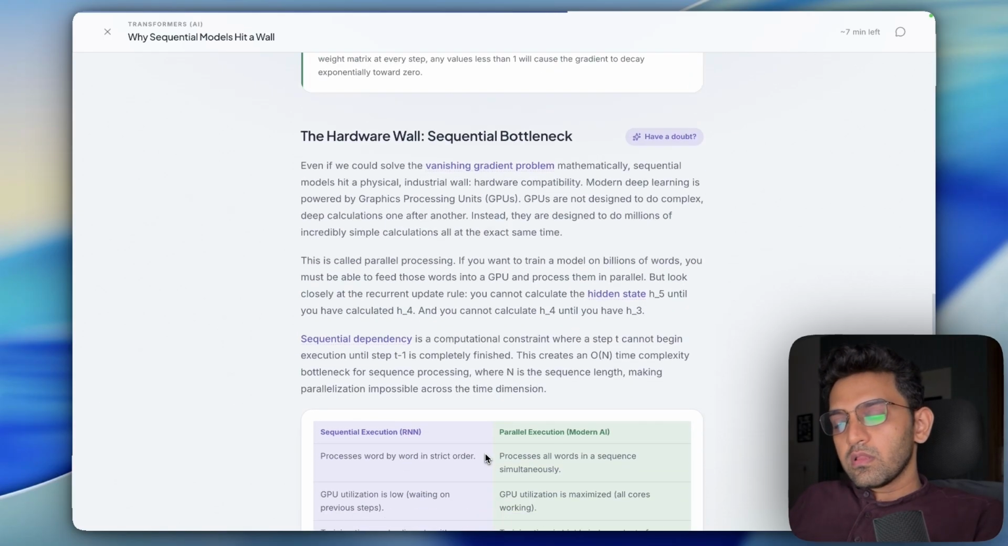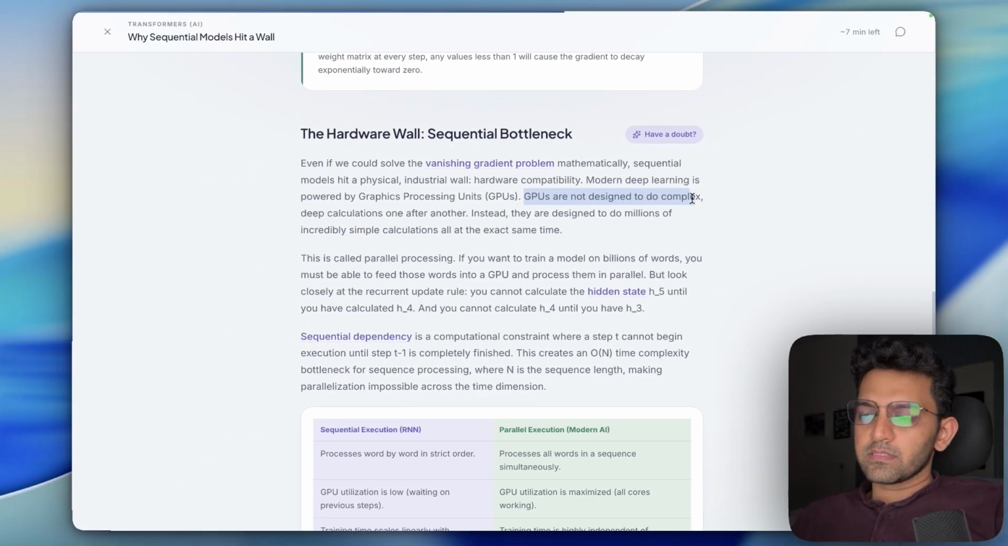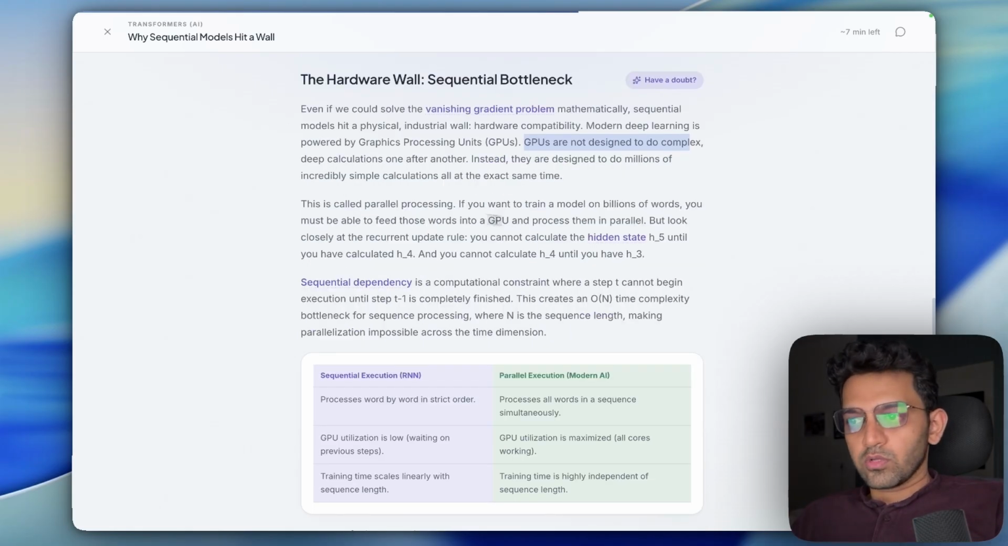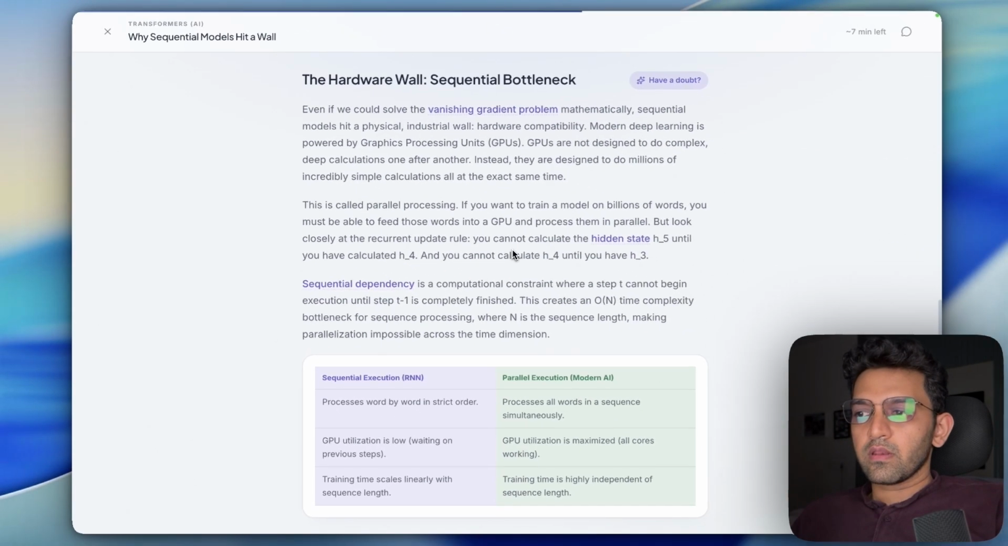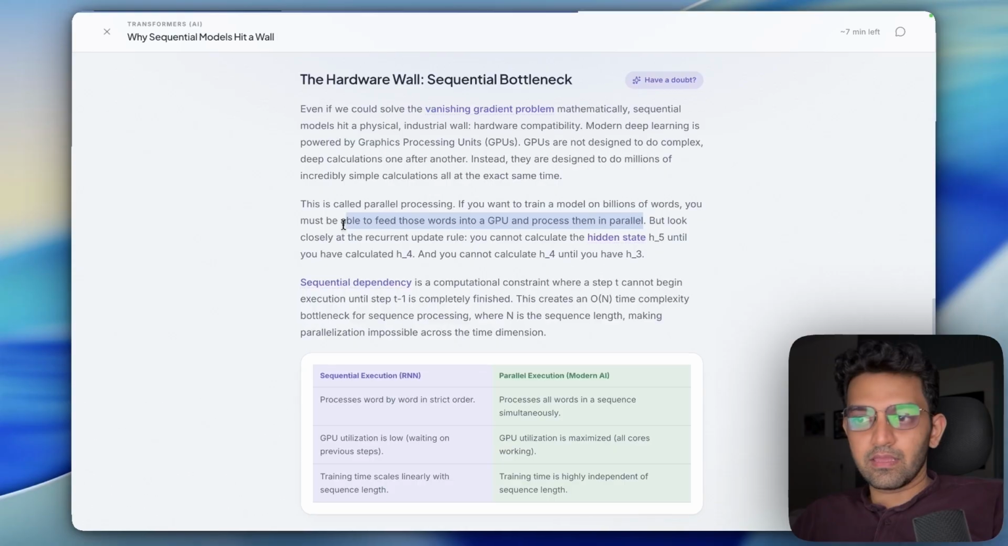The hardware wall. Because of the sequential nature, the step-by-step processing of RNNs, GPUs are not designed to do complex deep calculations one after another. Instead, they are designed to do millions of simple calculations at the exact same time. This is called parallel processing. And if we want to train a model on billions of words, we must be able to feed those words into a GPU and process them in parallel. Currently, all the models that use the transformers architecture do the same.